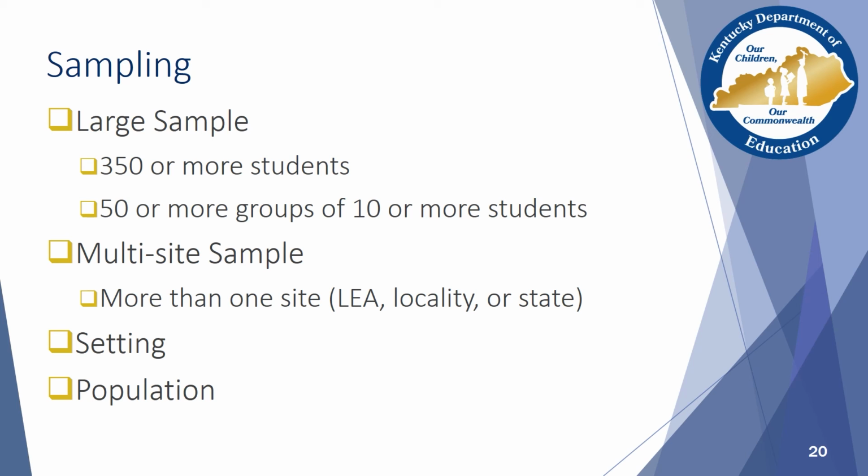ESSA's evidence provisions indicate that the more closely aligned the setting and population of an analytic sample is to your school, the stronger the evidence.